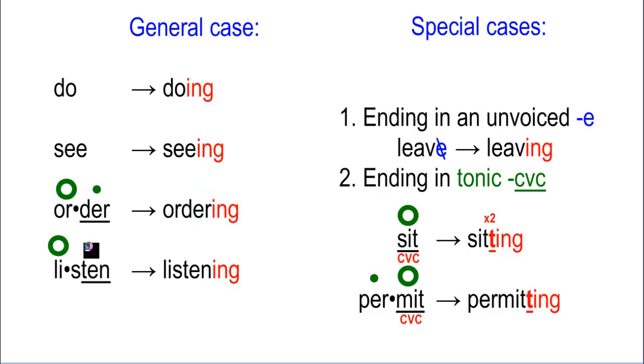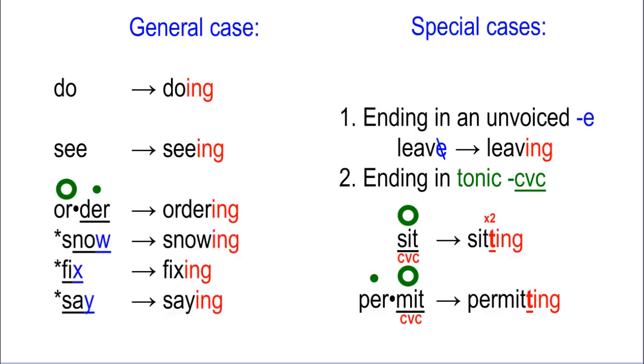Listen. You see? Listen. So even though it finishes in consonant, vowel, consonant, we don't duplicate because it's not tonic. Okay? Listen, listening. So you see, it depends on the emphasis. A lot of the spelling rules in English depend on the pronunciation. But obviously, as always, there are special cases for the special cases.